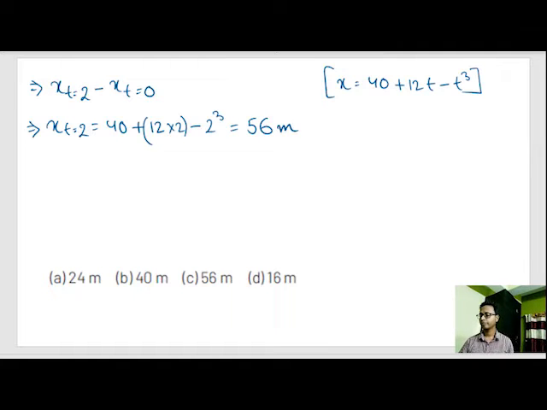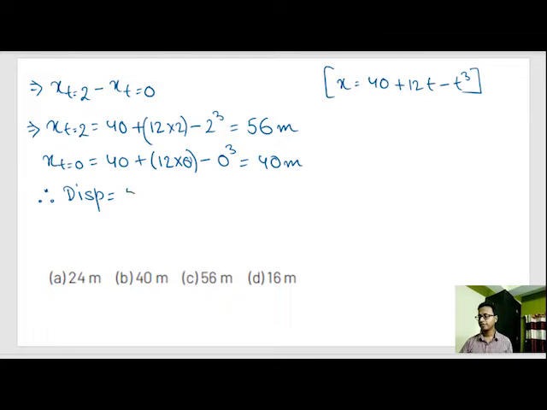meter. Now, let's find out x at t equal to 0. At t equal to 0, 40 plus 12 into 0 minus 0 cube. Our answer comes out to be 40 meter. Therefore, distance traveled or displacement is equal to 56 minus 40, which is equal to 16 meters. So our correct option is option number D.